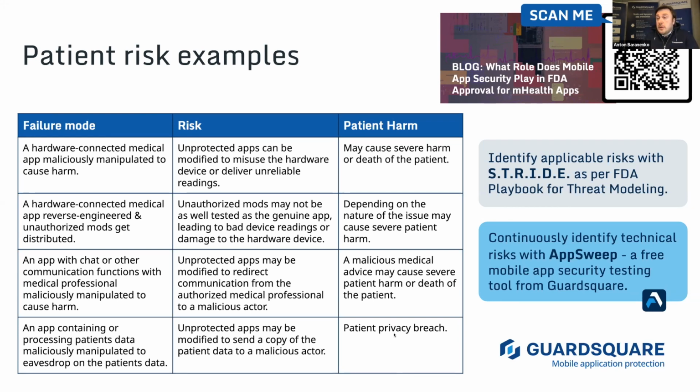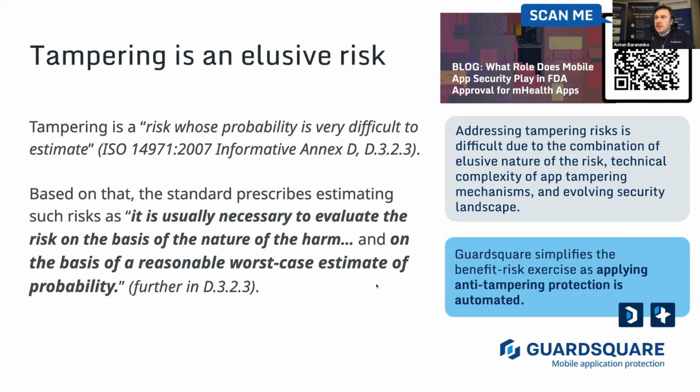And you can use different methodologies to do so. For example, STRIDE, which is recommended in the FDA playbook for threat modeling. Here we come already to the first tool. This is mobile application security scanning. This is a tool that enables you to continuously verify and check if the security risks are applicable and technically addressed for your application. But we are going to talk about how to solve this a bit later.